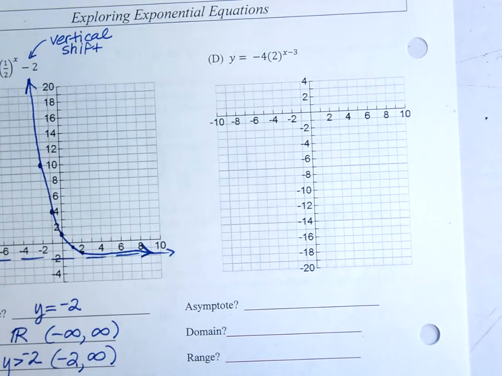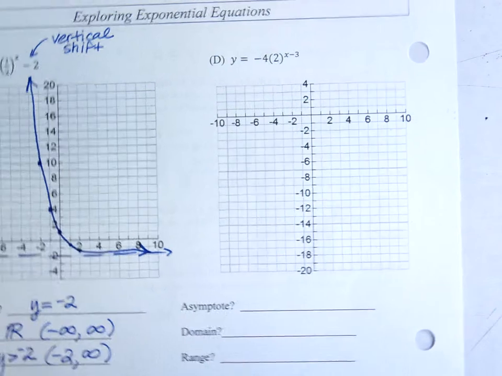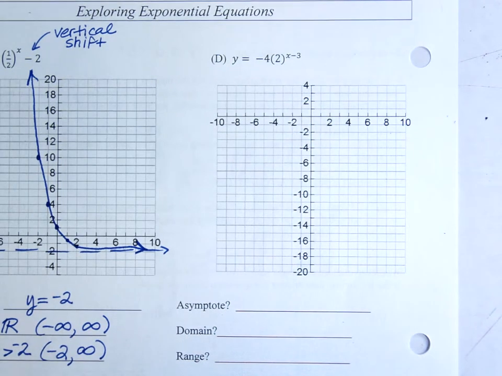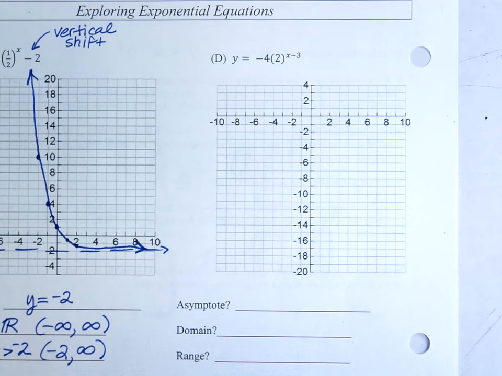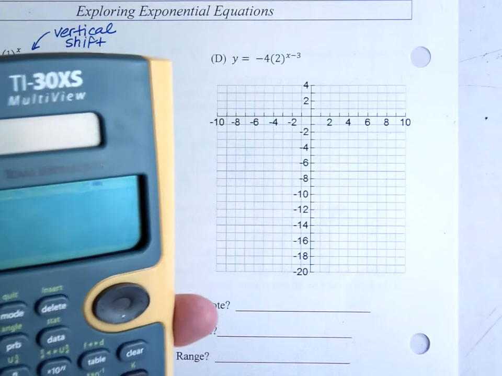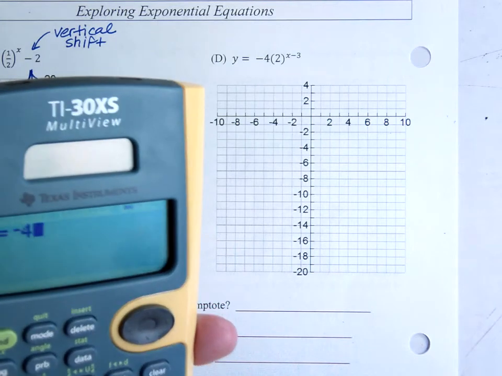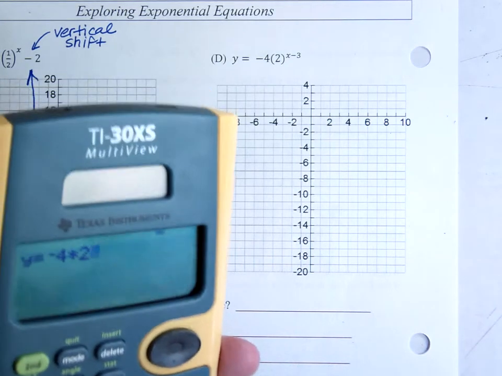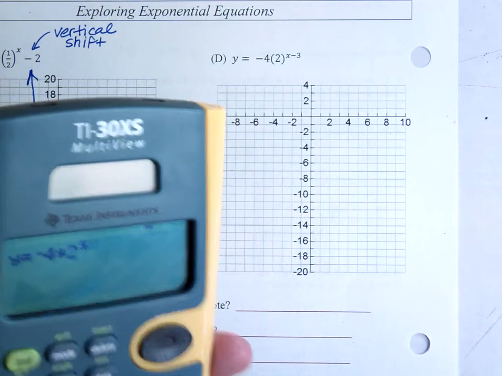All right, next we have y equals -4 times 2 to the x minus 3. That x minus 3 makes things a little different here because it actually indicates a horizontal shift. That -3 is inside the function, so to speak. But on the table, we still just put it in. -4 times 2 to the x minus 3 power.